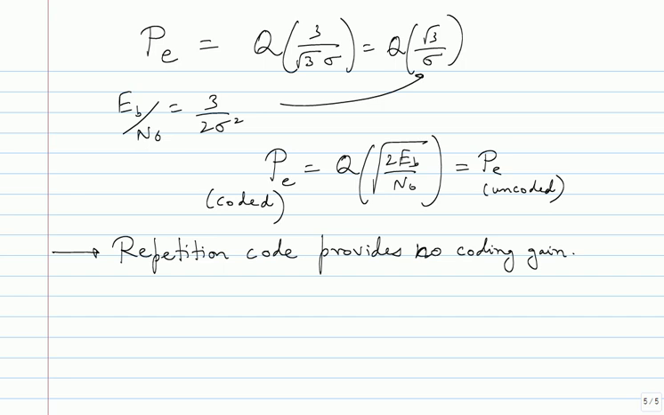So why did I do repetition code in such detail? There are a couple of important reasons. First thing is to understand the encoding process and the definition of EB over N0 and how it works with sigma. That's an important change when you go to the coded system. So that's the first thing.